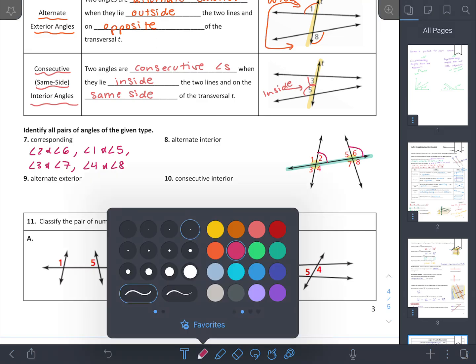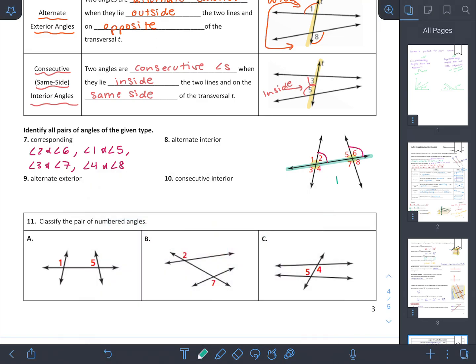Alternate interior angles. So alternate interiors are going to be on the inside. Okay, and then they have to be on alternate sides of the transversal. So we could do angle 2 and angle 7. You could also do angle 4 and angle 5. So they're alternate interior angles. They're inside the two lines that were cut by the transversal. They're on opposite sides of the transversal.